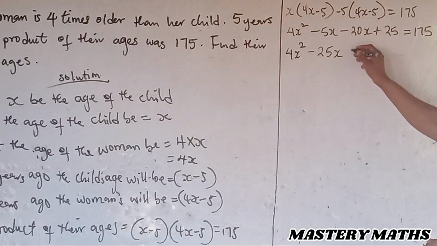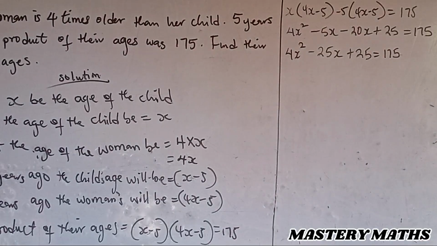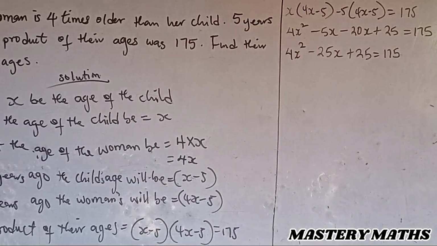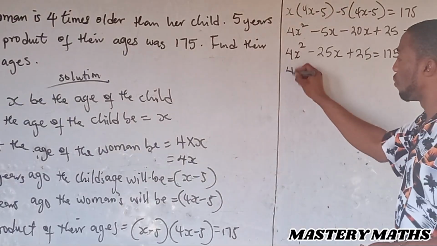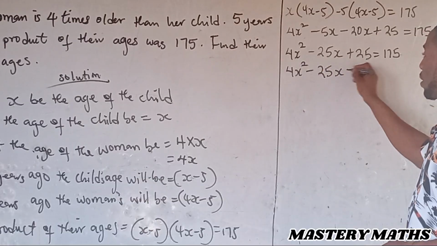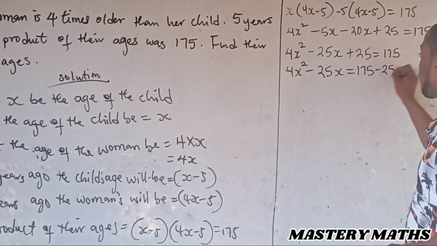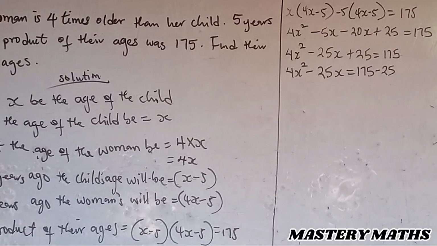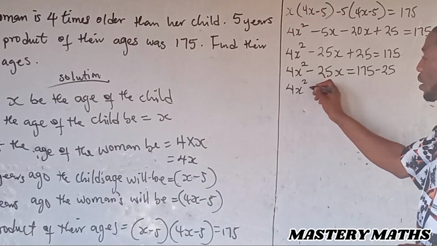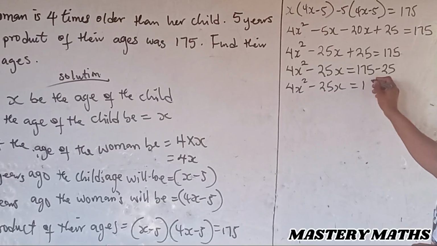Now you have your plus 25 equal to 175. So what should I do now? Remember, we need to collect our like terms. So it will be 4x squared minus 25x equal to 175 minus 25. See now? Now we'll subtract it. So it will be 4x squared minus 25x equal to 150.